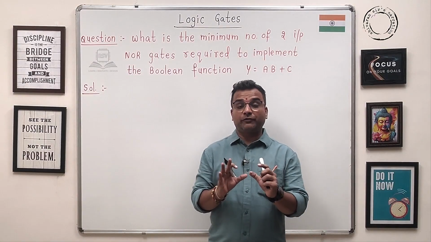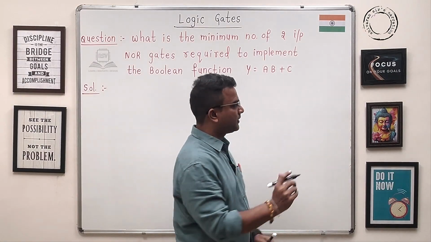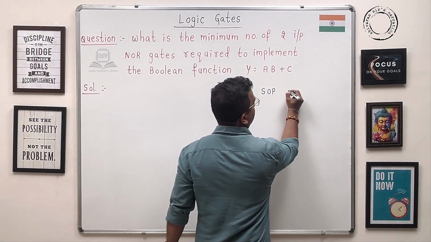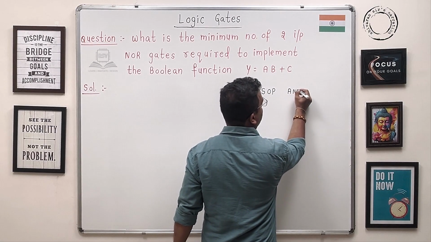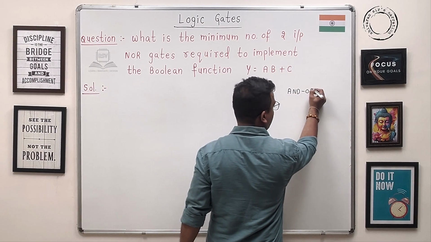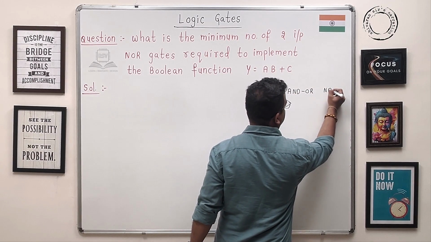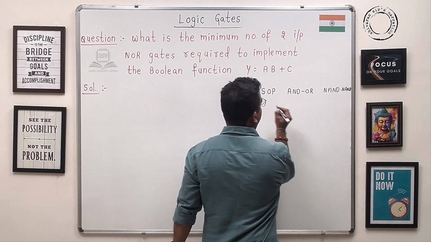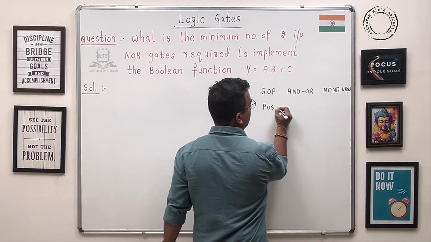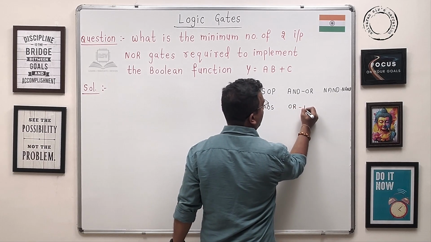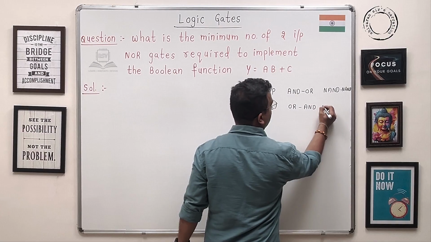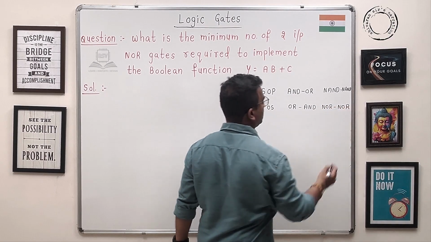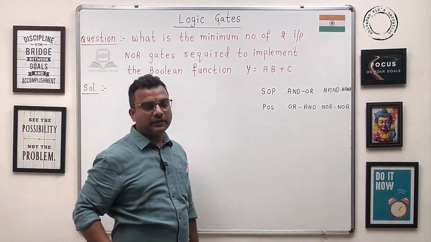From that, what we can conclude is that an expression which is in the SOP form can be implemented in AND OR or NAND. Similarly, a POS expression can be represented in OR AND or NOR. For more details, you can check the link which is available in the description.